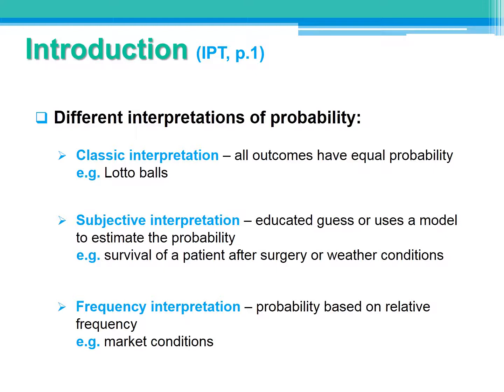And then thirdly, we have the frequency interpretation, where probability is based on relative frequencies. For example, in market conditions, let's say that you want to determine how many times in the previous 24 months did a certain investment show a positive interest rate. Then you would physically count the number of times it was positive, and you would divide by the total number of months, and that will give you the relative frequency.